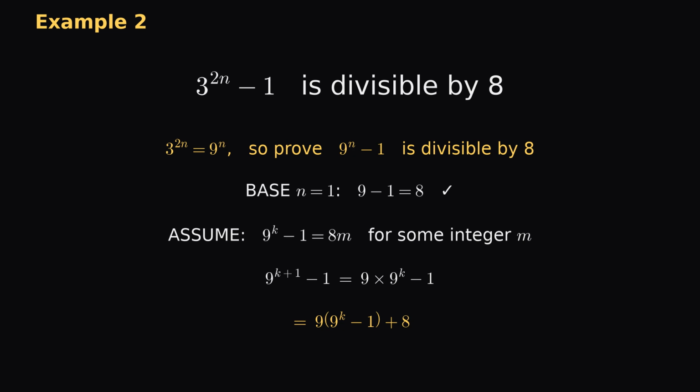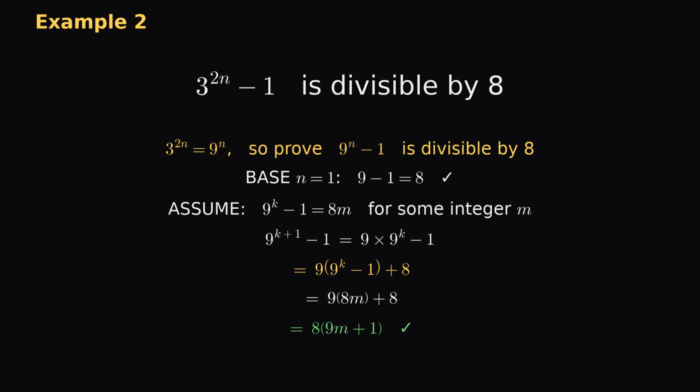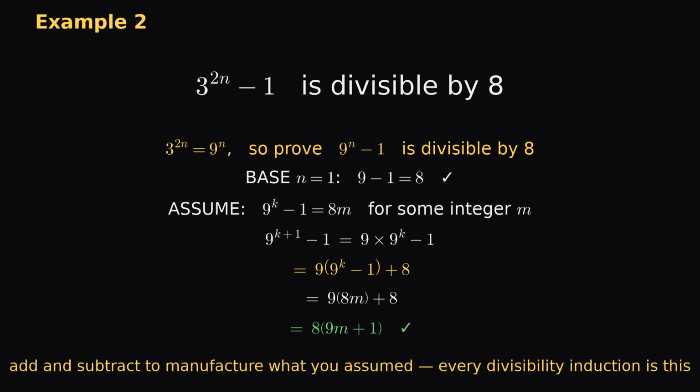That becomes 9(9^k − 1) + 8, which is 9 times 8m plus 8, which is 8 times (9m + 1). 9m + 1 is an integer, so that is divisible by 8. And that move is worth naming, because every divisibility induction is that same trick.